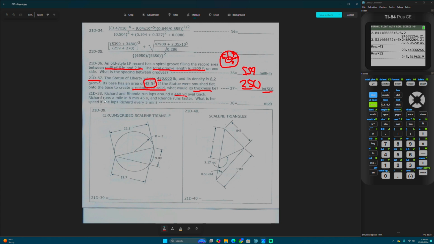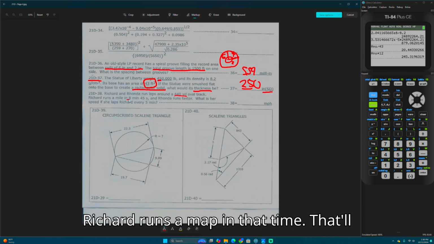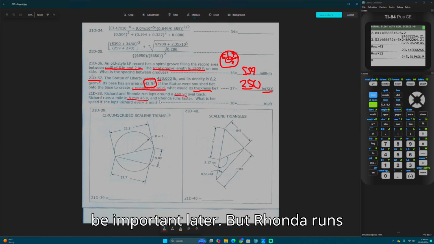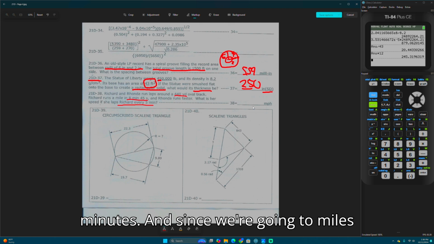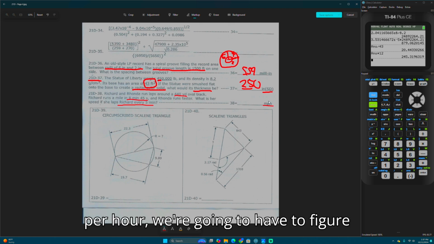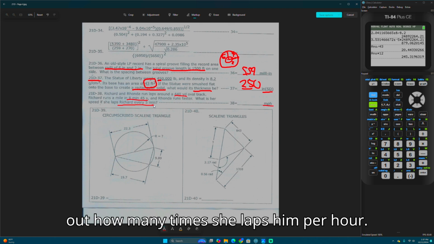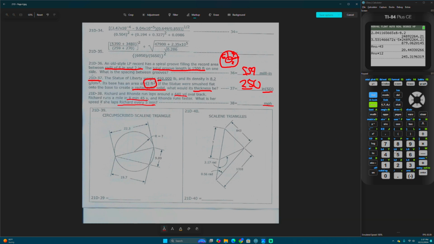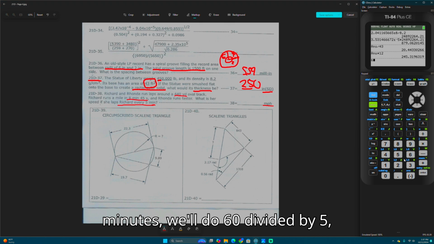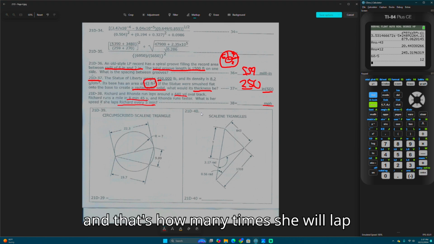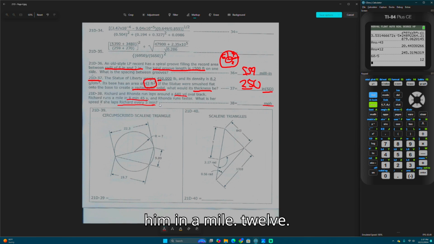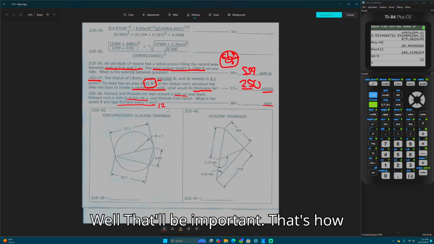So Richard runs a lap in that time. That'll be important later. But Rhonda runs faster, so she laps Richard every 5 minutes. And since we're going to miles per hour, we're going to have to figure out how many times she laps him per hour. So if she laps him every 5 minutes, we'll do 60 divided by 5. That's how many times she will lap him in an hour. 12. That'll be important. That's how many laps.